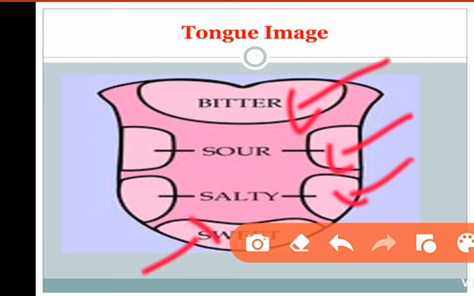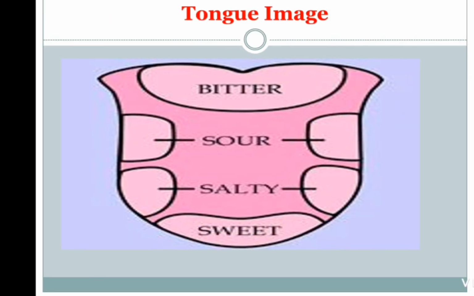Sweet taste is detected on the tip, salty on either side of the front of the tongue, sour taste slightly posterior to it, and bitter taste is detected in the posterior region of the tongue.